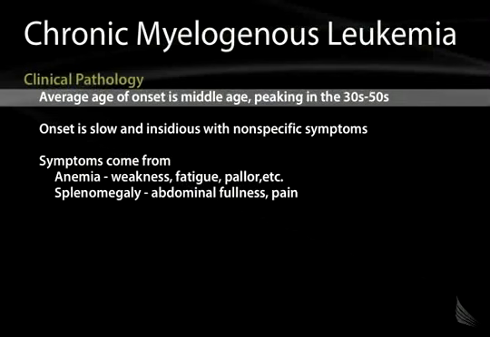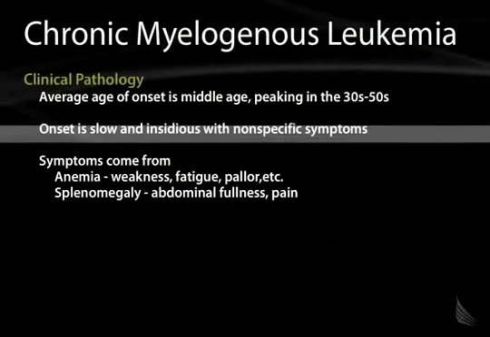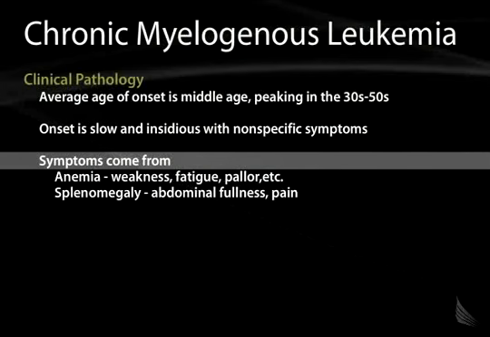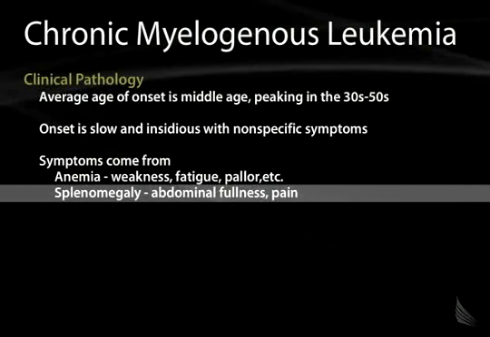The average onset age in terms of CML is between the ages of 30s and 50s. The onset itself is slower and more insidious than some of the acute leukemias. The symptoms are much like any of the other leukemias. You have anemia causing weakness and fatigue, and splenomegaly from the splenic involvement of the leukemic process, causing abdominal fullness and some pretty remarkable pain. Early satiety, premature fullness from a meal, is also common in the setting of very large splenomegaly.